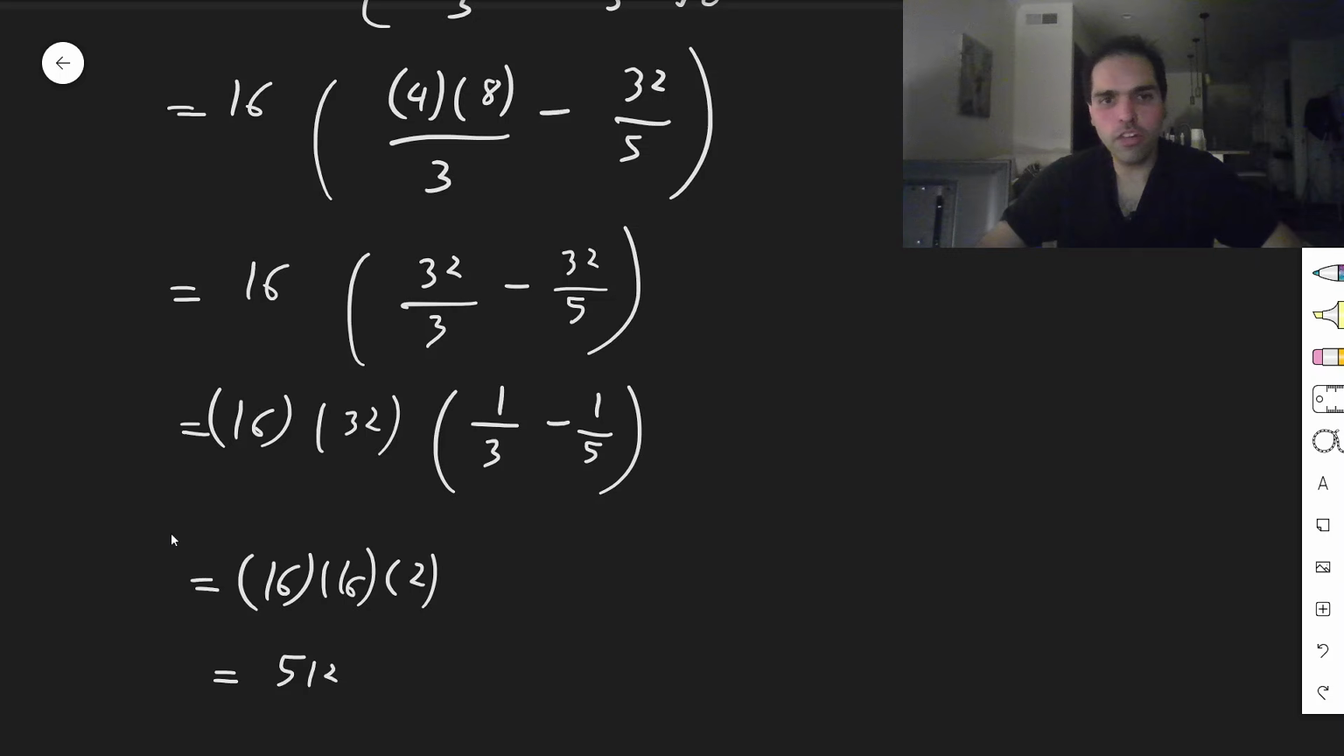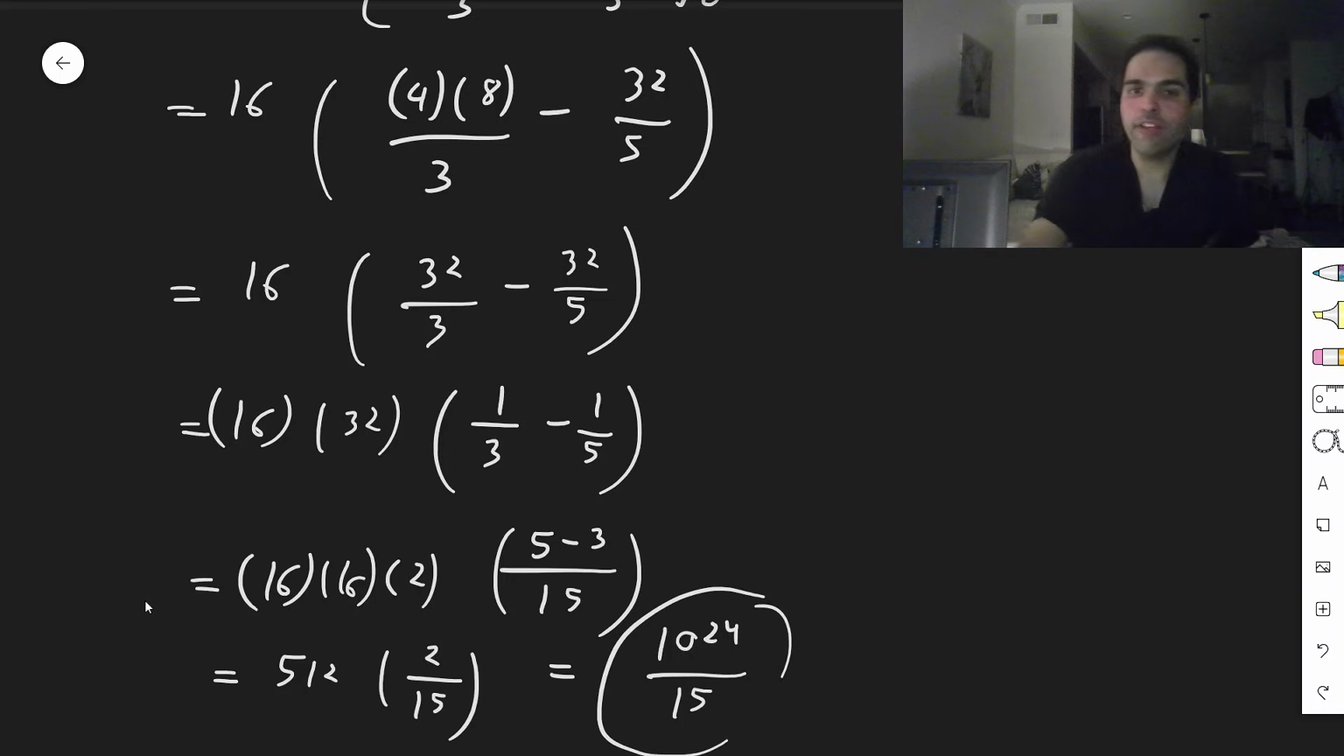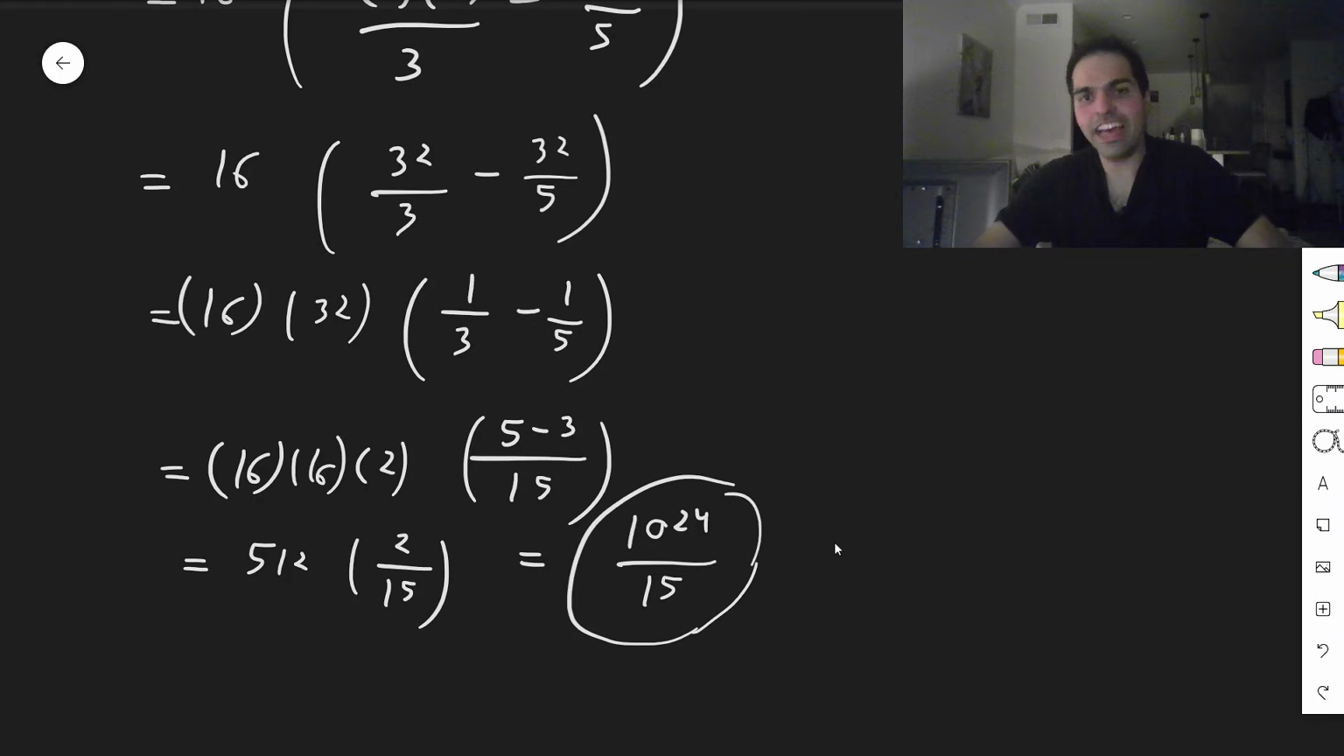And then this 1/3 minus 1/5, you can write as 5 minus 3 over 15. So put it on a common denominator. So 512 times 2 over 15. And in the end, we get 1024 over 15, which I don't think you can simplify because this is not a multiple of 3. So in fact, in the end, we find that the volume under the function x squared y and over the region D is 1024 over 15. So it's a very delicious cake, if you ask me.